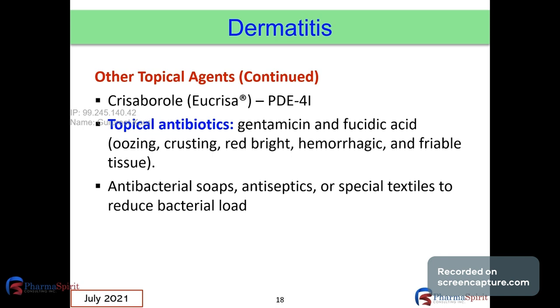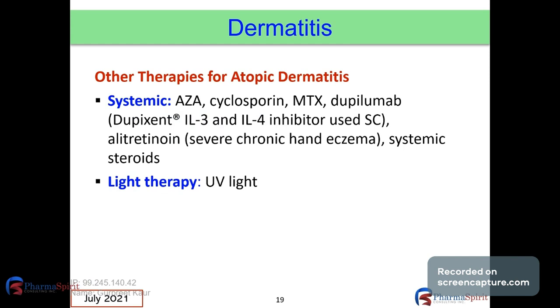Our previous discussion of treatments for dermatitis focused on topical agents. Now we'll look at other agents that we can use for the management of dermatitis. So we can use some systemic agents such as azathioprine, cyclosporin, methotrexate, or dupilumab. Dupilumab is interleukin-3 and interleukin-4 inhibitor. It's used subcutaneously, and it's usually given as initial dose and then one dose every 2 weeks.